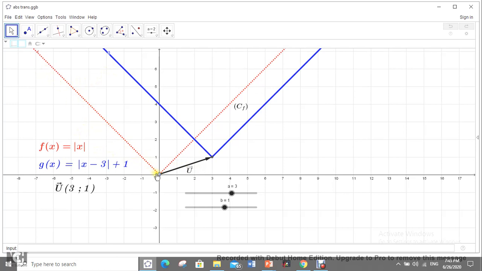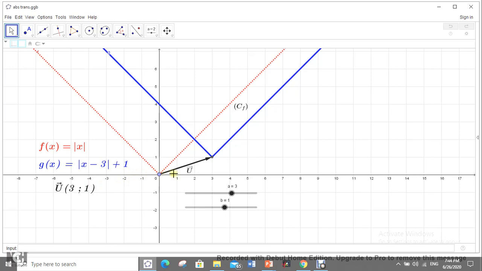It has two semi-straight lines connected at 0, at the origin. g of x is the absolute value of x minus 3, plus 1. As you see, you can easily deduce that g of x equals f of x minus 3 plus 1, since f of x equals absolute value of x, so absolute value of x minus 3 is f of x minus 3. So you can easily notice that the translation vector in this case will be (3, 1).